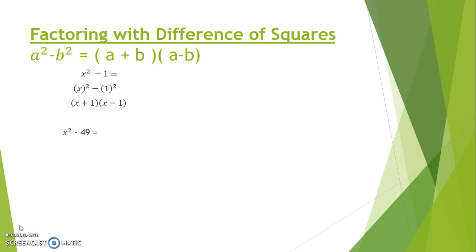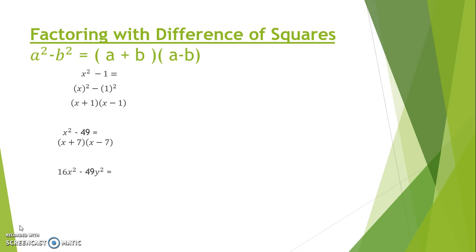Okay, here's another one, x squared minus 49. So again, if you don't know your multiplication tables, it's going to be a little challenging. So 49 is a perfect square because 7 times 7 is 49. So I would just write x plus 7, x minus 7. Doesn't matter if you put the plus sign first or the minus sign first.